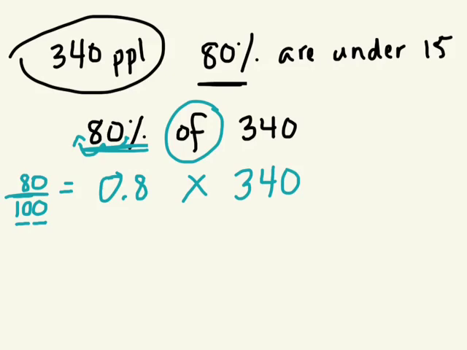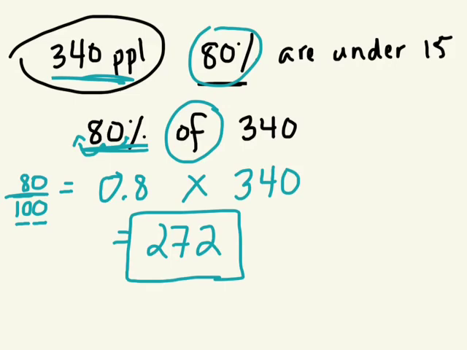0.8 times 340 equals 272. And if we look at it, it makes sense. 80% of these people, well, that's a very high percentage. 272 people are under 15. So how many people are not under 15 then? 68. And how did you get that?